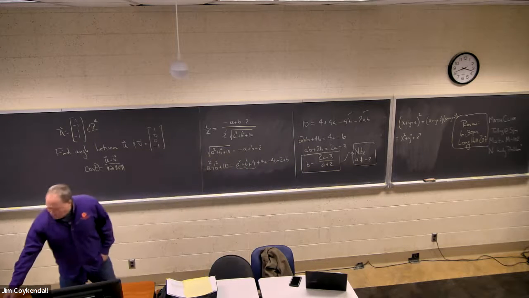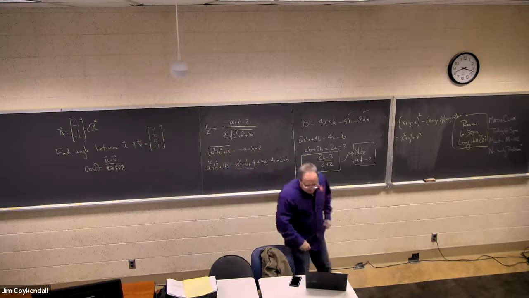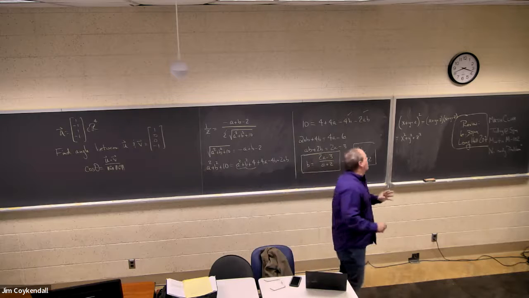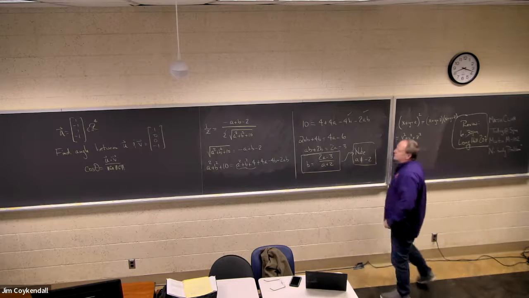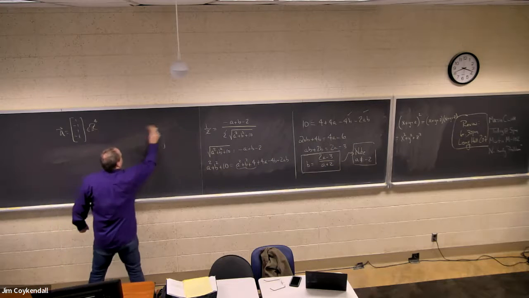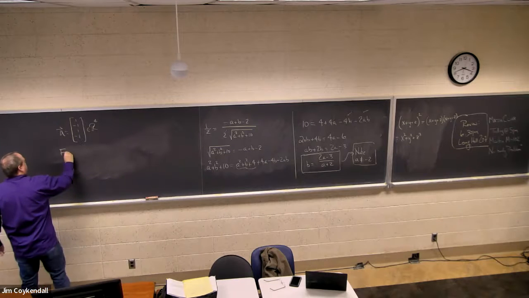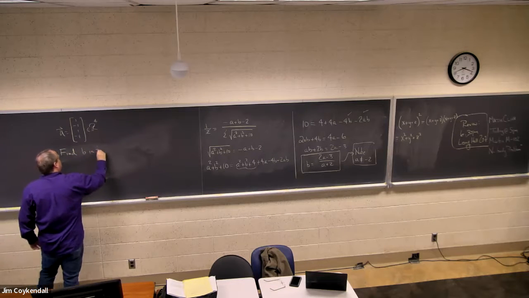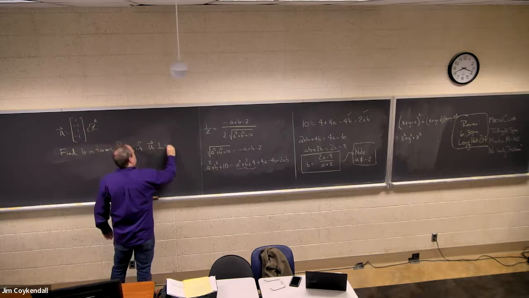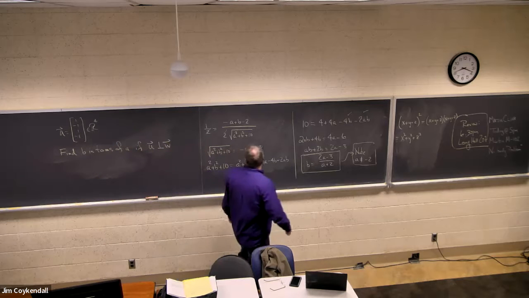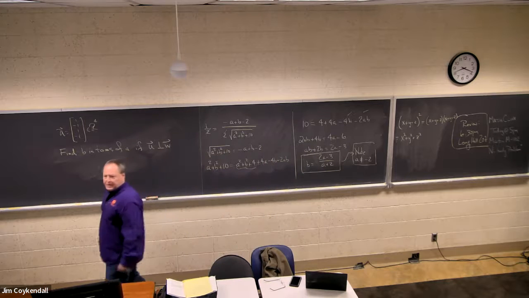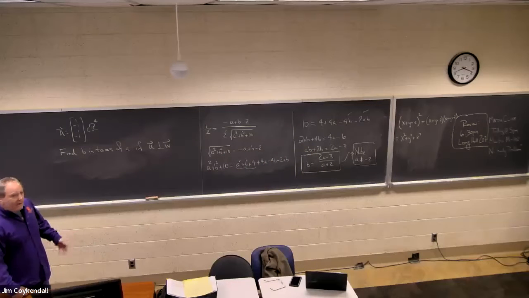Okay. Part D. Find an equation for B in terms of A that guarantees that U and W are orthogonal. This one's actually easier. Well, what does it mean to be orthogonal? It just means that the dot product is zero, right? Do I agree with that? This is an easier equation.